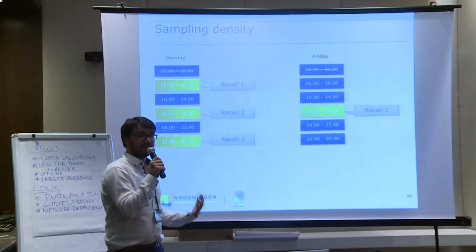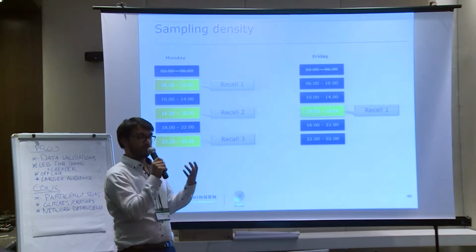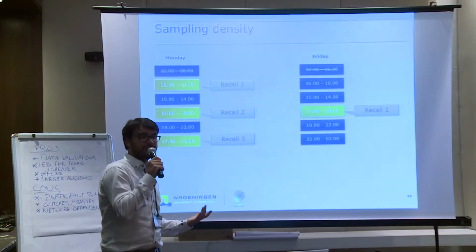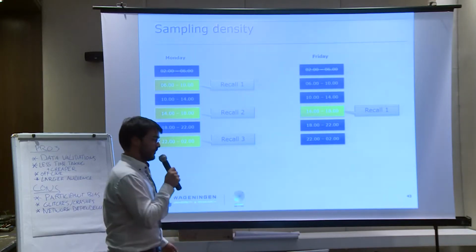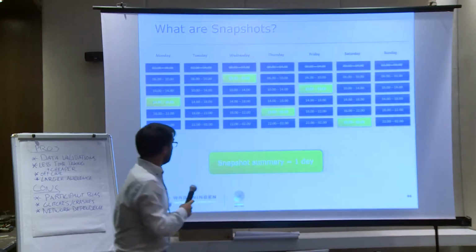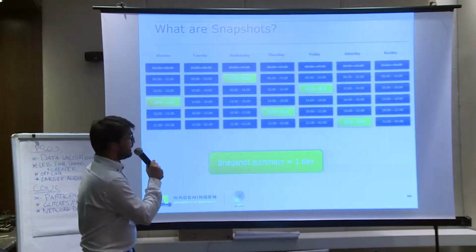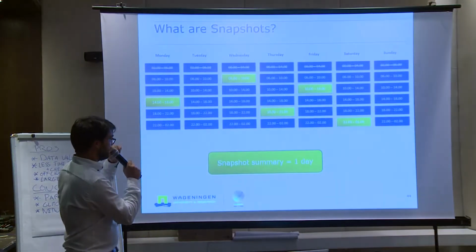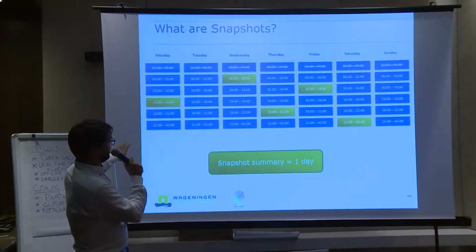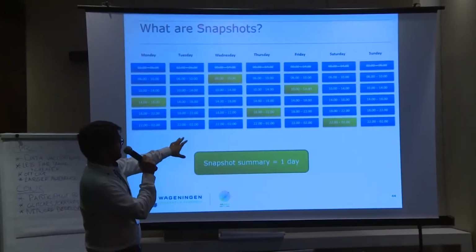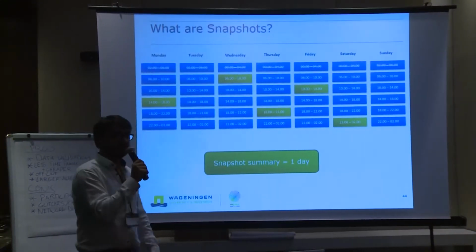I have also not found any literature. Sometimes it's stated that we assume it's roughly 3 to 7 times a day. So if you have the answer, please let me know. And then what we call a snapshot is basically a summary of what you see here, the green parts, where we have an average over, in this case, a week.